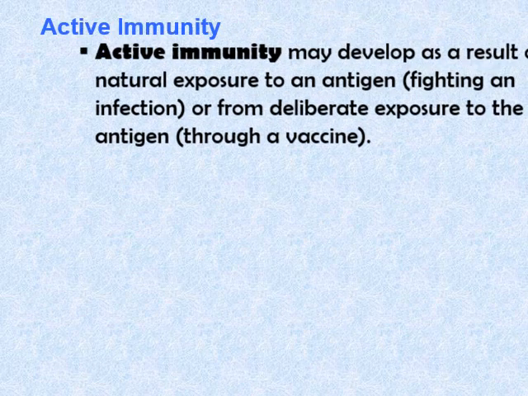There are two types of acquired immunity. These are active immunity and passive immunity. Let's see what an active immunity is.